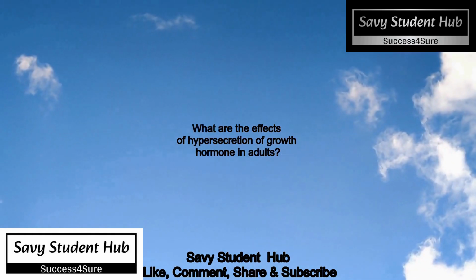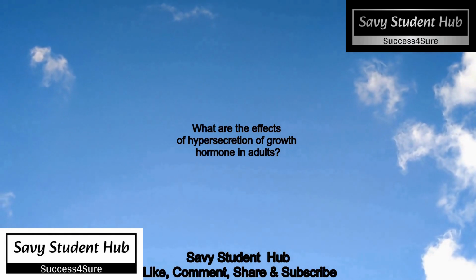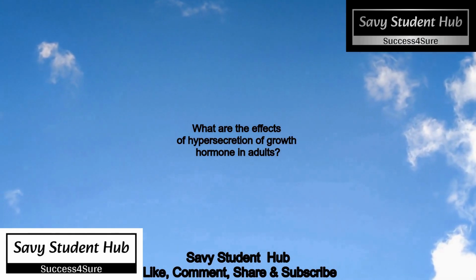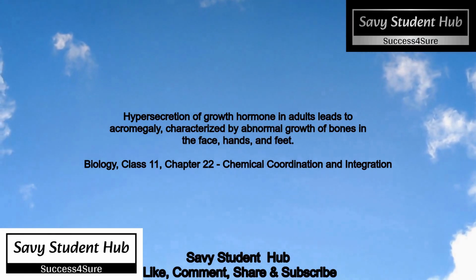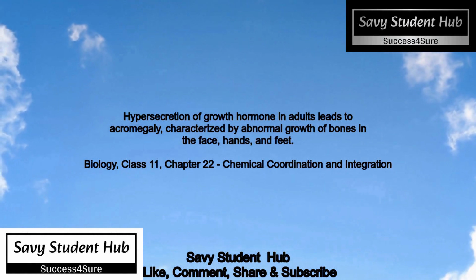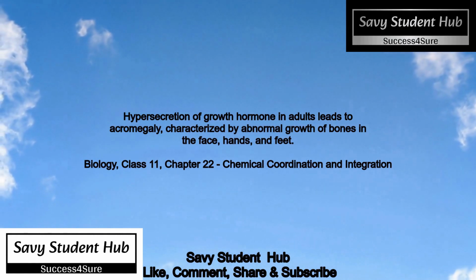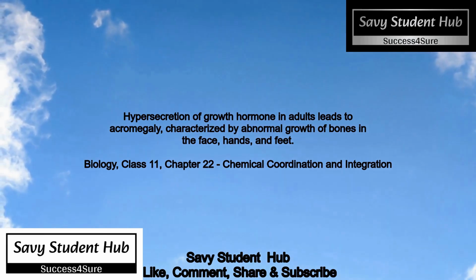What are the effects of hypersecretion of growth hormone in adults? Hypersecretion of growth hormone in adults leads to acromegaly, characterized by abnormal growth of bones in the face, hands, and feet.